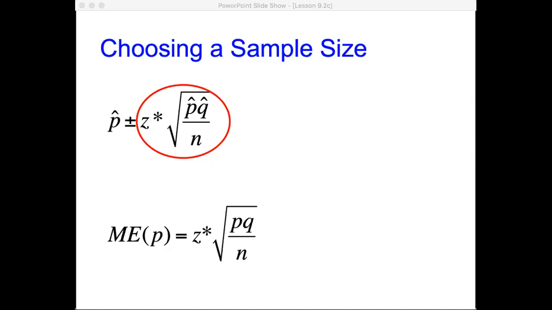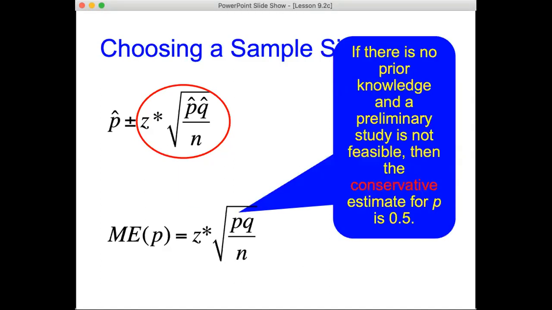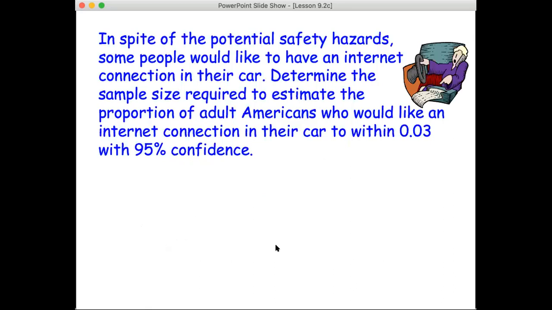All right, cool. So now that we know what we can plug in for p, we also know how to find that z star. That was our lesson from yesterday, right? Using inverse norm, we can find what z star is. We know what to plug in for p and q. They'll be giving us the margin of error, so that just leaves us with n to solve for. All right, so let's try this out. Here we go.